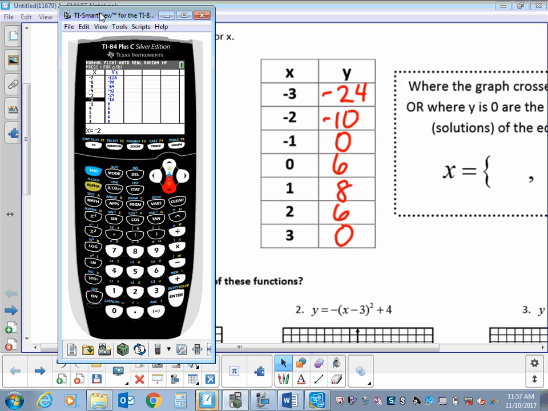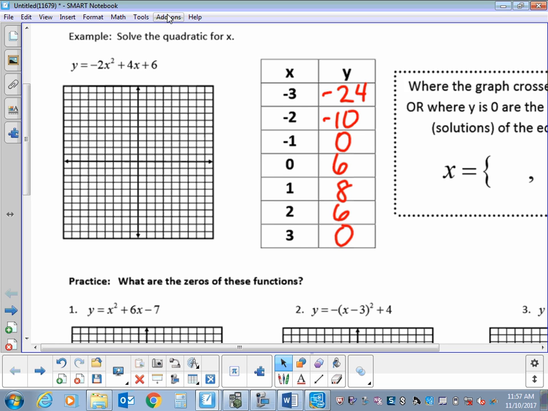Do we have those points? What? I didn't get those points. I put it in this. And you didn't type it in as it says? Yeah. Negative 2x squared.